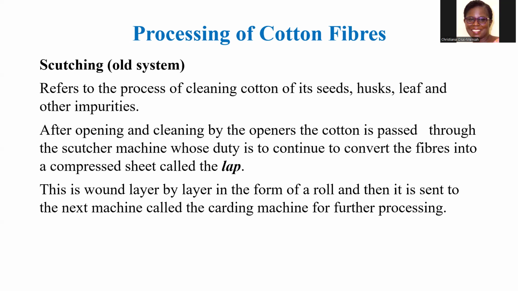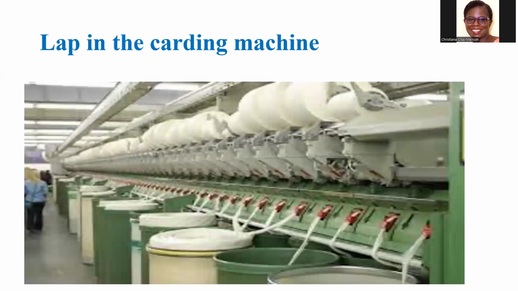Okay. So after opening and cleaning by the openers, the cotton is passed through the scratcher machine, whose duty is to continue to convert the fibers into a compressed sheet. And that compressed sheet is called a lap. It is wound layer by layer in the form of a roll, and then it is sent to the next machine called the carding machine for further processing. Okay, so this is how it used to be done.